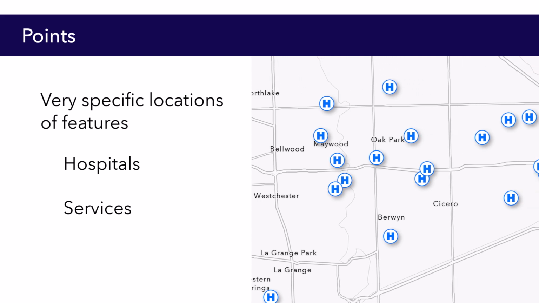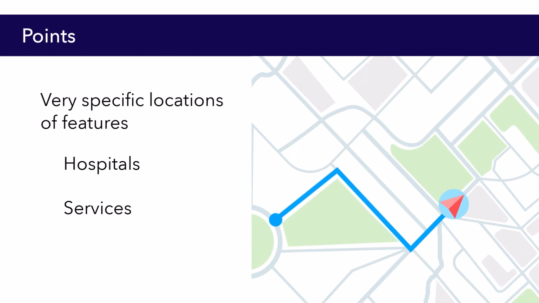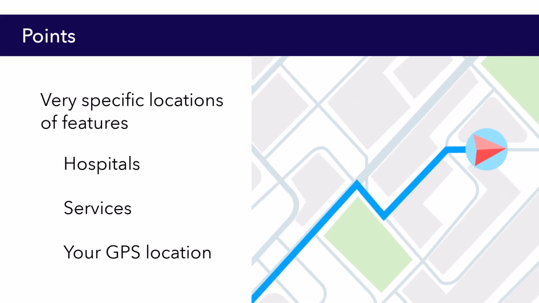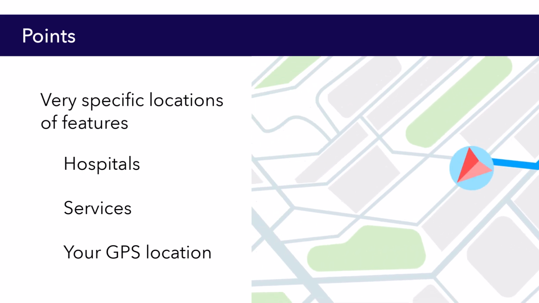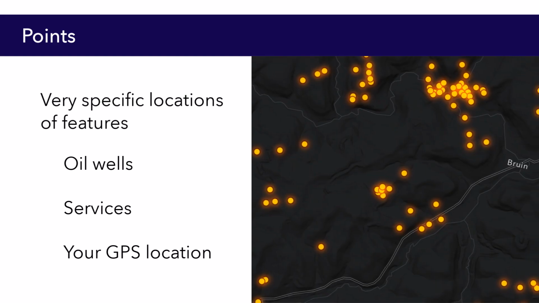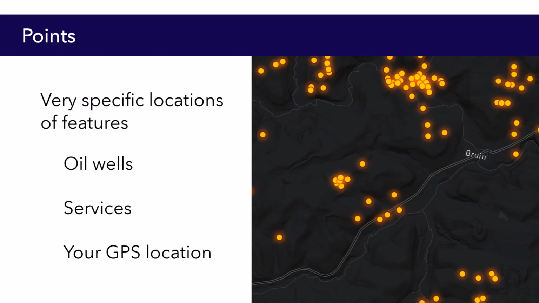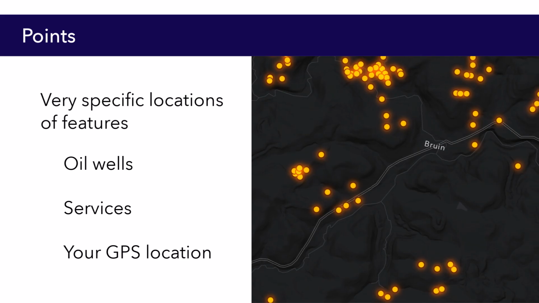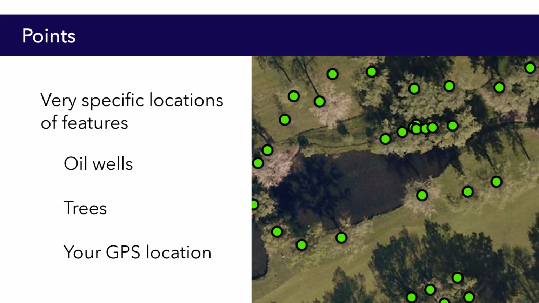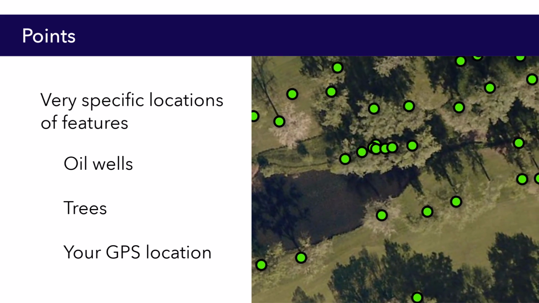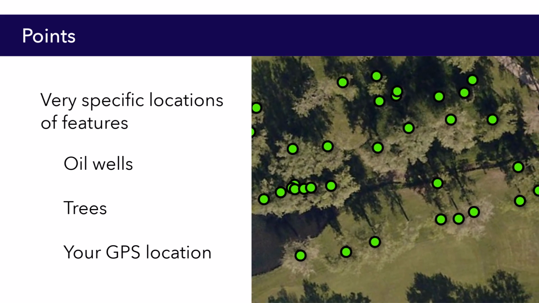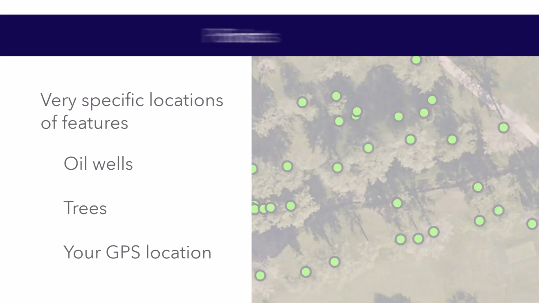When you are navigating with Google Maps, you're navigating between your location and another location, which is often represented as points. Oil wells would be another example of something that could be represented as a point. It's a very specific location. Things like trees could also be represented as points if you're doing any kind of natural resources work. You might represent trees as points.